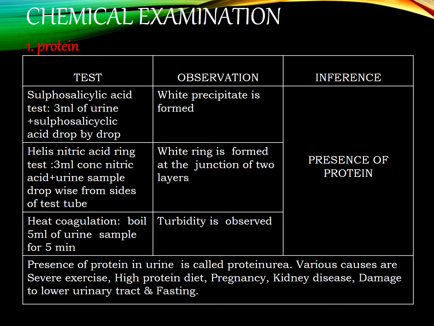And the third method is heat coagulation. Boil 5 ml of the urine sample for 5 minutes, and it may produce turbidity. This is due to the presence of protein in the urine. The presence of protein in urine is called proteinuria, and various causes are severe exercise, high protein diet, pregnancy, kidney disease, damage to the lower urinary tract, and fasting. All of this leads to the presence of protein in the urine sample.